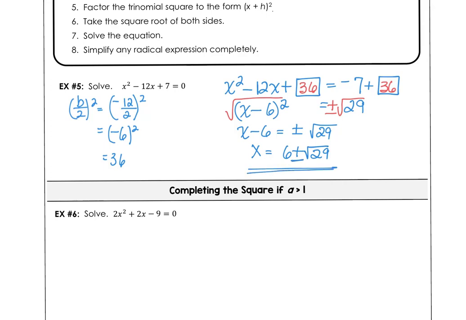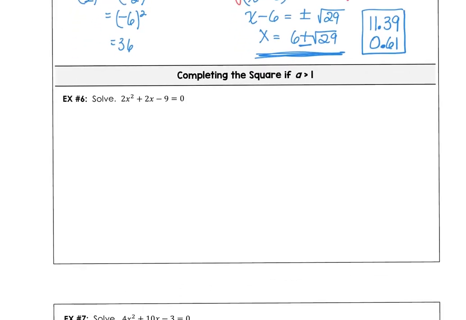I'm going to write the answers combined. But if you wanted a decimal approximation, your two answers would be 6 plus the square root of 29, which is about 11.39, or 6 minus the square root of 29, which is about 0.61. So these are your approximations. These are your exact solutions.